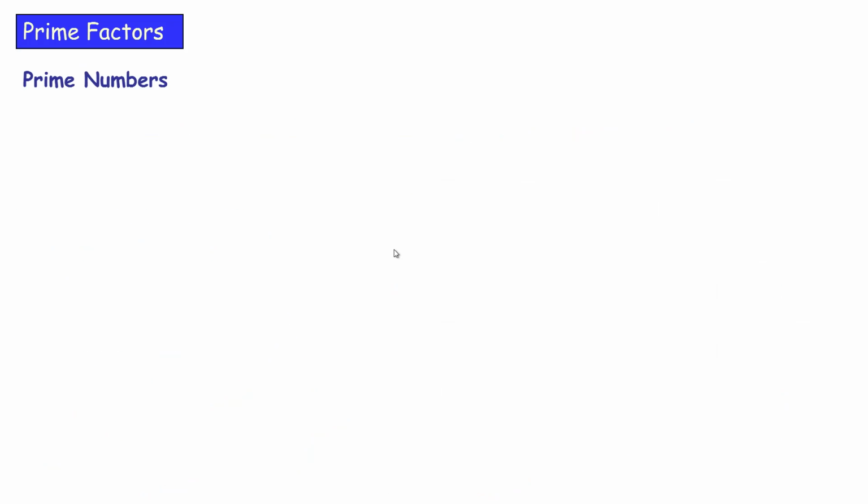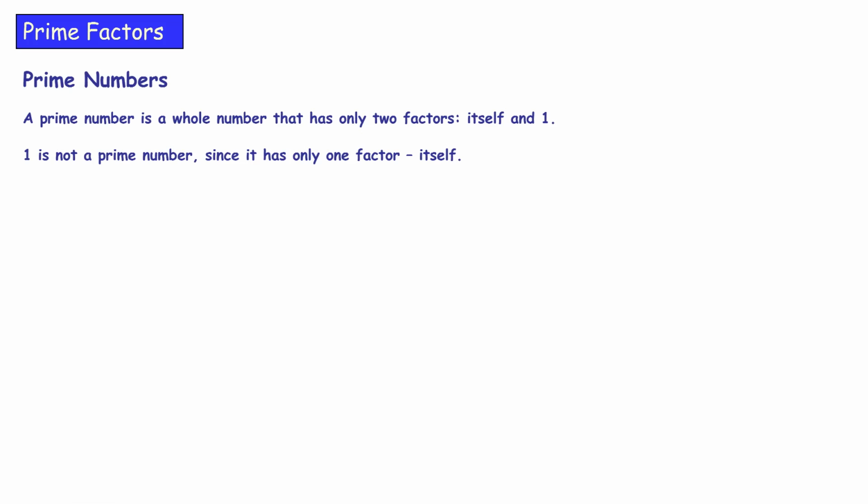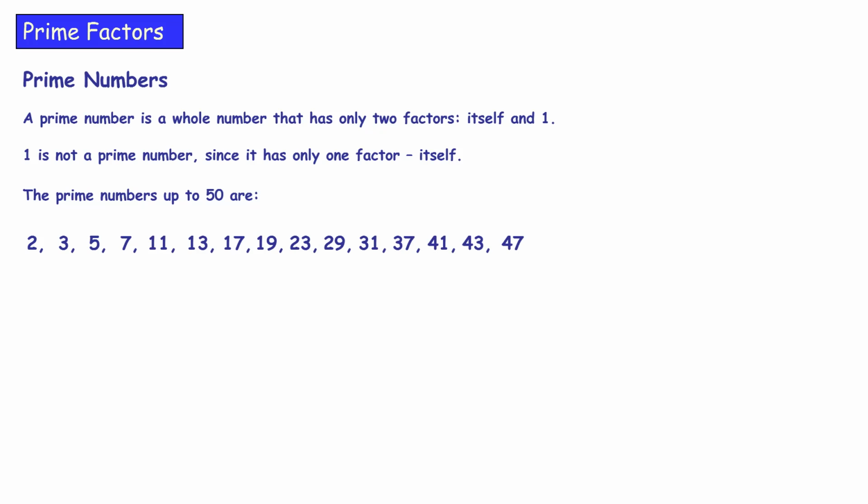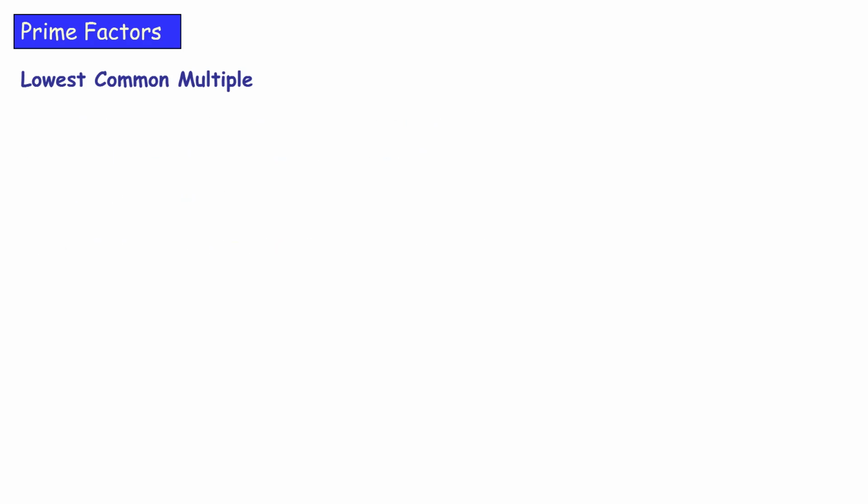So last 2 lessons we've spoken about prime numbers. We know what they are now. They're numbers which have got 2 factors, 1 and themselves. 1 isn't a prime because it's only got 1 factor. And we've looked at the prime numbers up to 50. 2 is the most special prime number because it's the only even prime number. And you need to know all the prime numbers up to 50. Good. Moving on. Lowest common multiple.